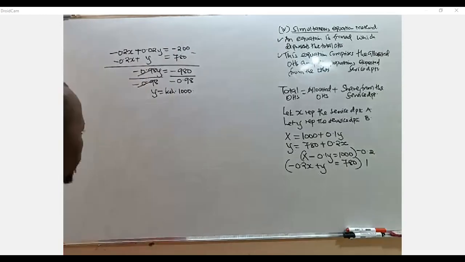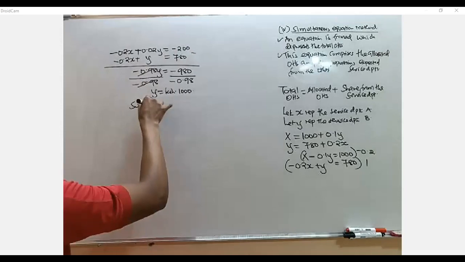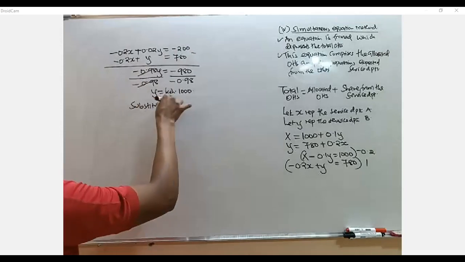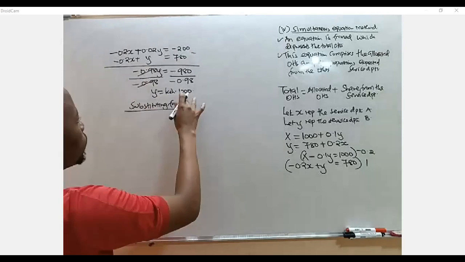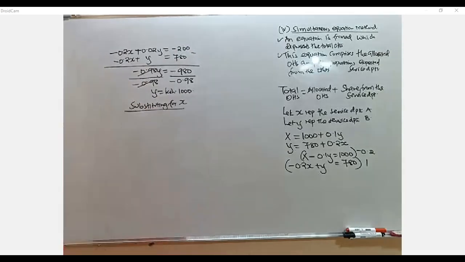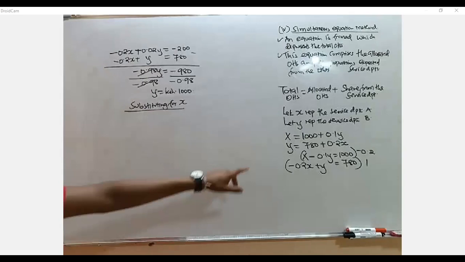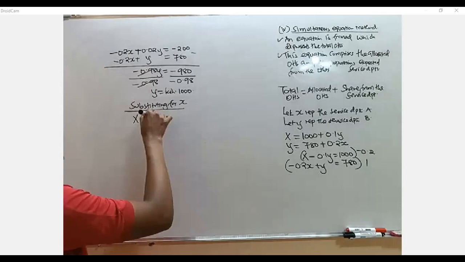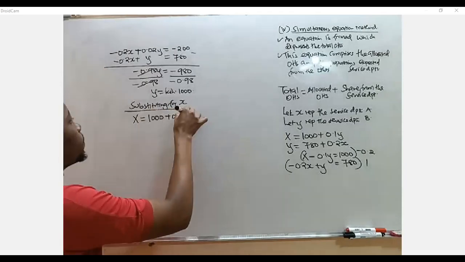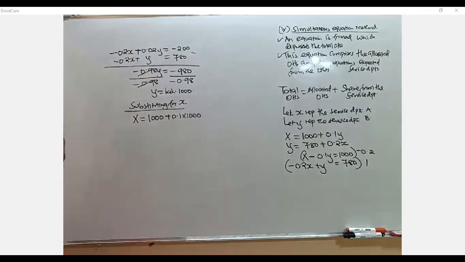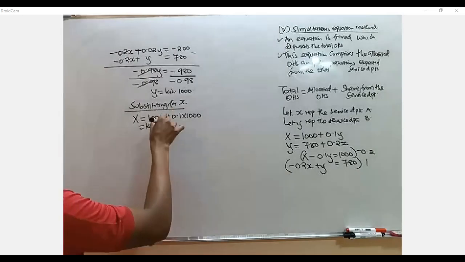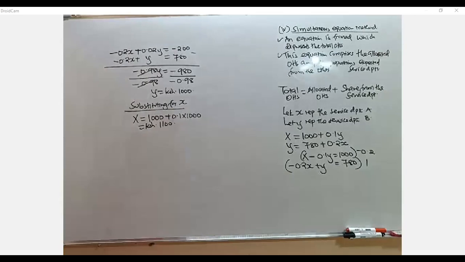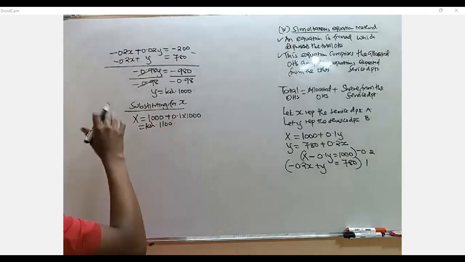Then here I say, substituting for x. Let us substitute for x, using the first equation. x should be equal to 1,000 plus 0.1 times 1,000, and this gives Kenya shillings 1,100. So now we allocate, having already got the values using the simultaneous equation method.